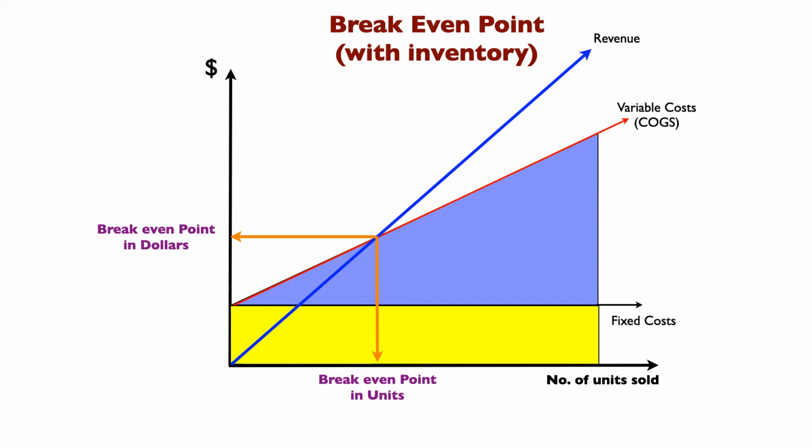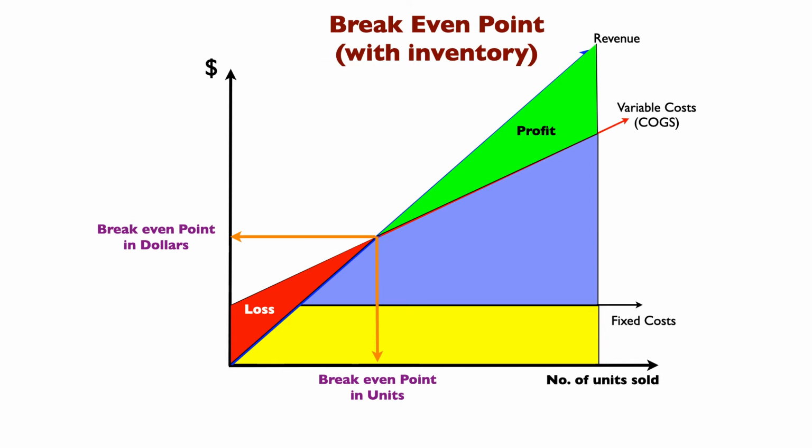And again, like in the previous example, you'll notice that the variable cost line on the left side of the graph there is higher than our revenue line. So up until that break-even point, we're operating at a loss. But after that break-even point, it's pure profit.